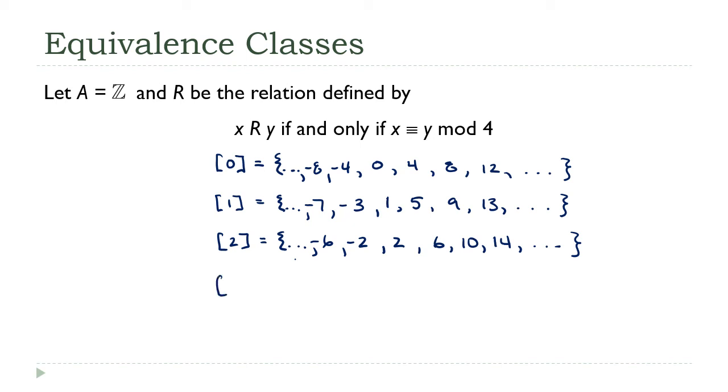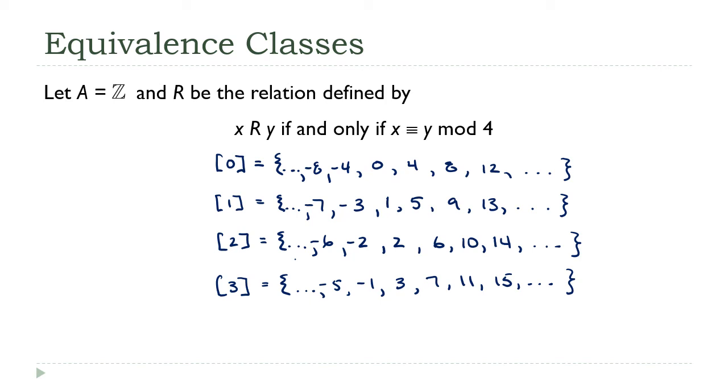All right, let's do one more here. We should actually be done. So let's do the 3s. 3, 7, 11, 15. And going down here, what do we get? We get -1, -5, and so on. And that's it. Those are all of the unique equivalence classes.